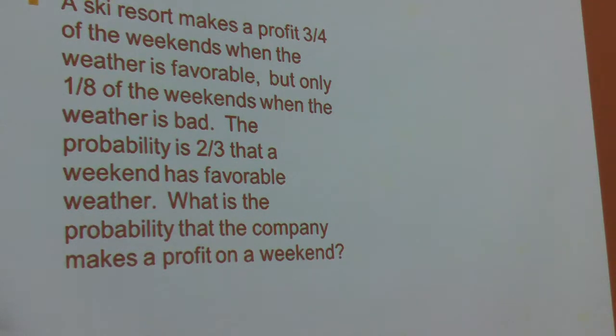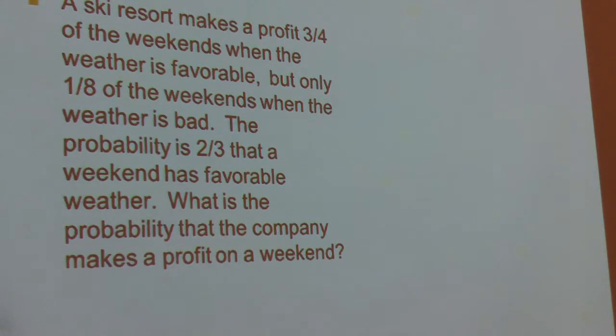A ski resort makes a profit 3/4 of the weekends when the weather is favorable, but only 1/8 of the weekends when the weather is bad. So apparently, we have two conditional probabilities given, 3/4 and 1/8. Both are conditional probabilities, and they condition on weather, bad weather or good weather. And the probability is 2/3 that a weekend has favorable weather. Then we want you to find the probability that the company makes a profit on a weekend.